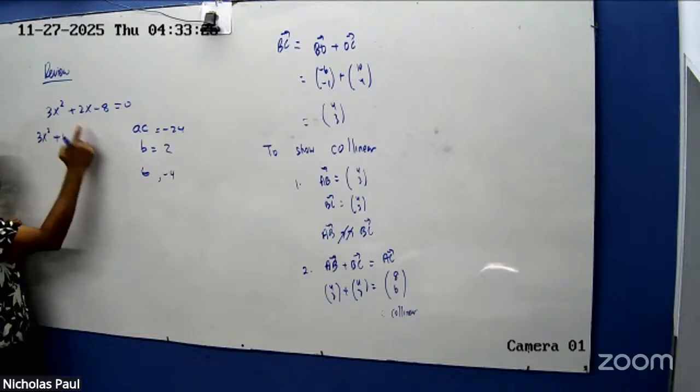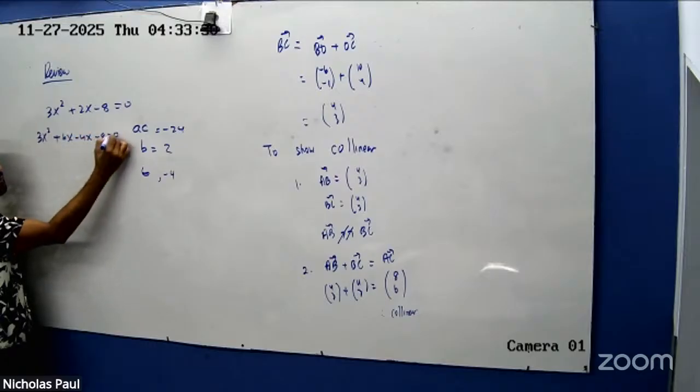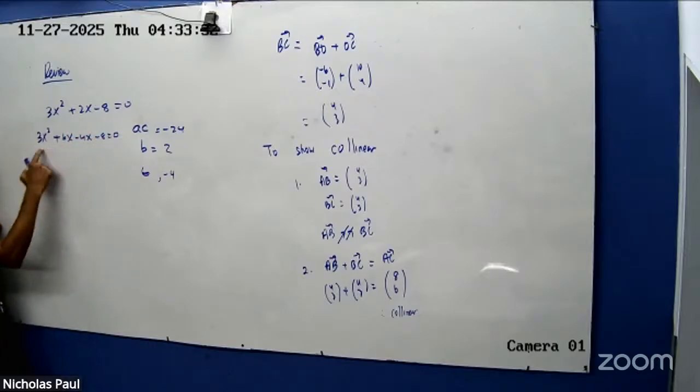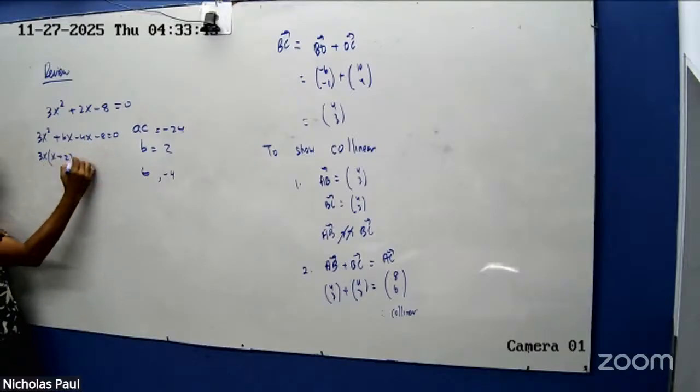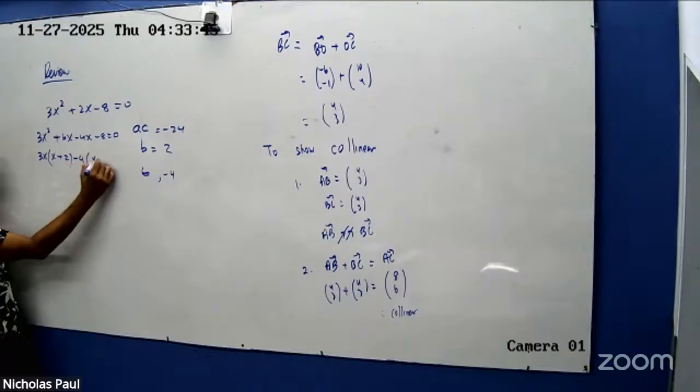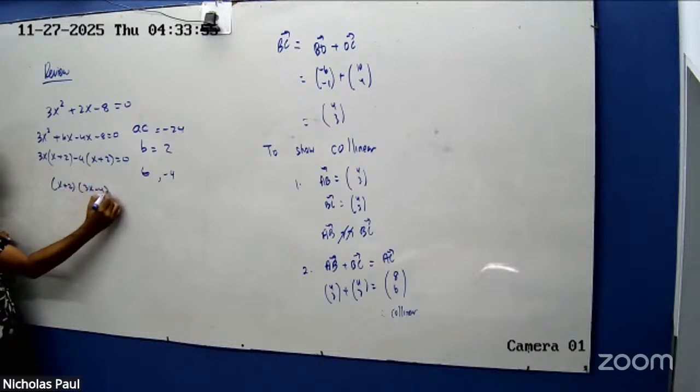Replace 2x with this: 6x minus 4x minus 8 is 0. Then we factorize. What do these two have in common? 3x. And what do these two have in common? -4. What do the two brackets have in common now? x plus 2. And we're left with 3x minus 4.